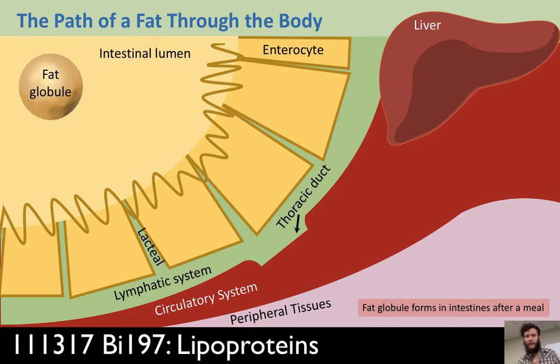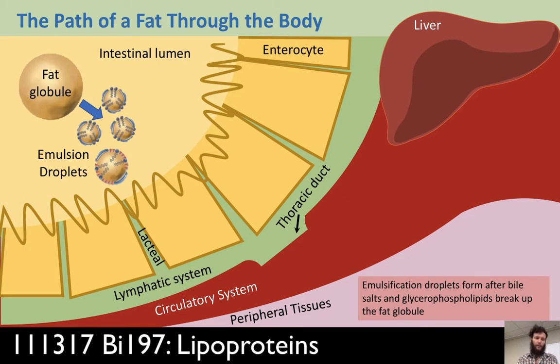Now, the cells that line the inside of the intestine are called enterocytes because the word enteric refers to the gastrointestinal system, your GI tract, specifically the intestines. So we have these epithelial cells that line the intestinal lumen, the enterocytes. All right. This fat globule gets converted into an emulsion droplet by the bile salts.